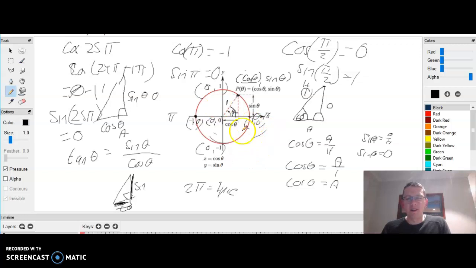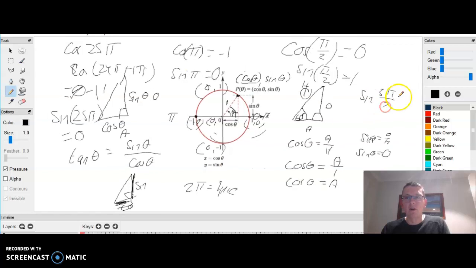And I suppose the last thing is, I'll just quickly go through, if you've got sine 3 pi on 2, that's like a whole pi and a half. Sine is a measurement of my y-axis, so it's going to be -1. If I had cos 3 pi on 2, that's going to be 0.